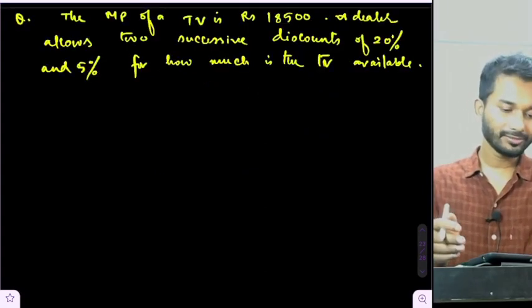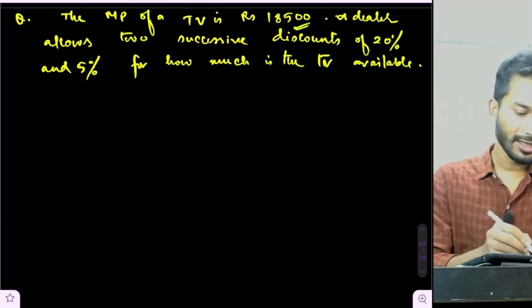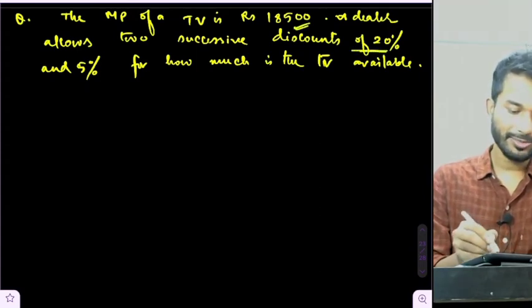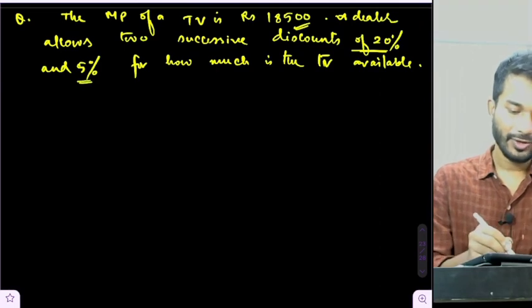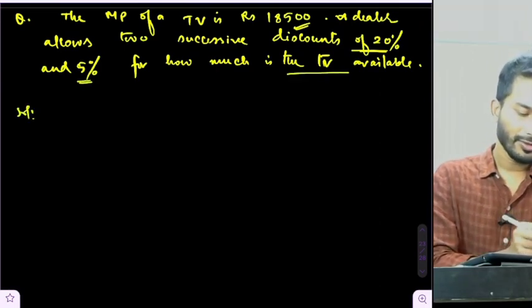See the next question now. The mark price of a TV is 18500. A dealer allows two successive discounts of 20% and 5%. For how much is that TV available? You can solve the question two ways. One method is like this.